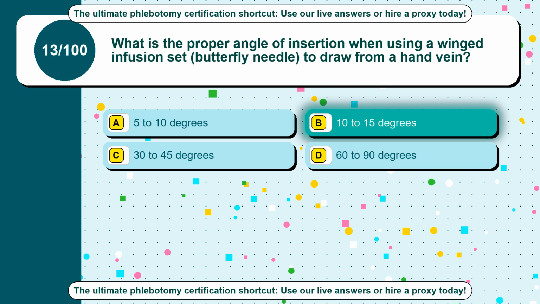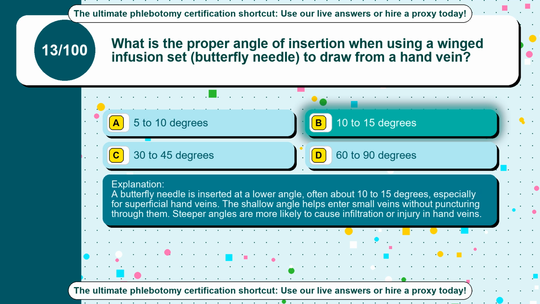10 to 15 degrees. A butterfly needle is inserted at a lower angle, often about 10 to 15 degrees, especially for superficial hand veins. The shallow angle helps enter small veins without puncturing through them. Steeper angles are more likely to cause infiltration or injury in hand veins.